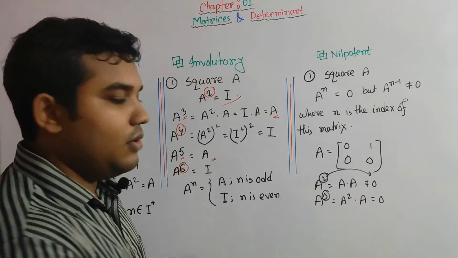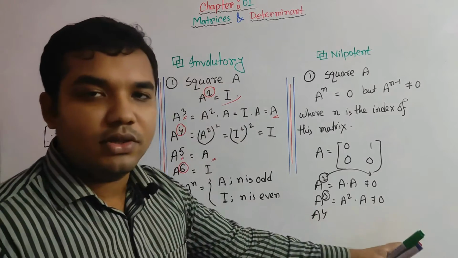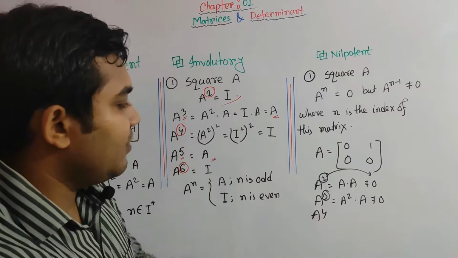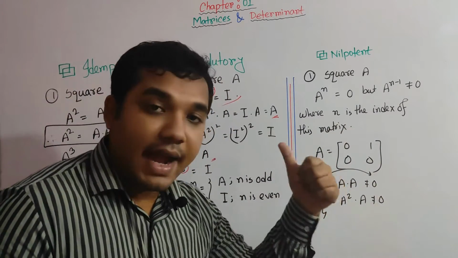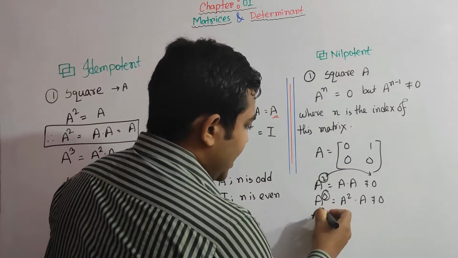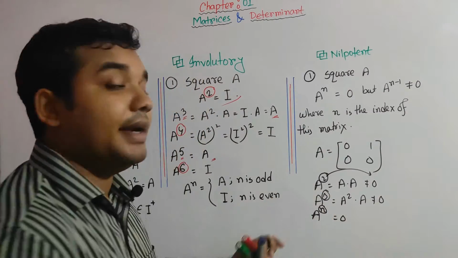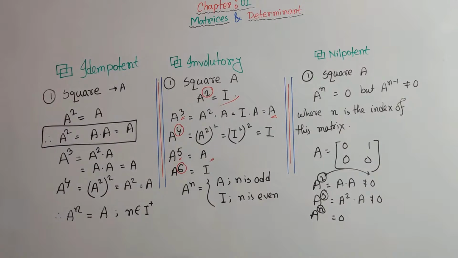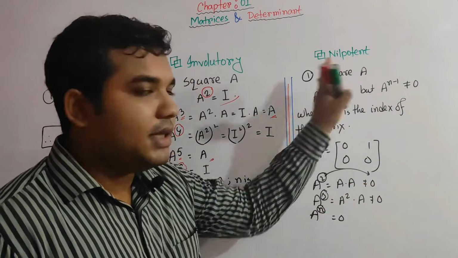If it is not 0, then we have to go again, to A to the power 4. If it is not 0, then again we have to multiply. So when we keep multiplying the matrix again and again, at one point we will get A to the power something equal to 0. Suppose at A to the power n it is 0. So our n would be the index for that matrix. Clear? So here n is the index of this matrix.